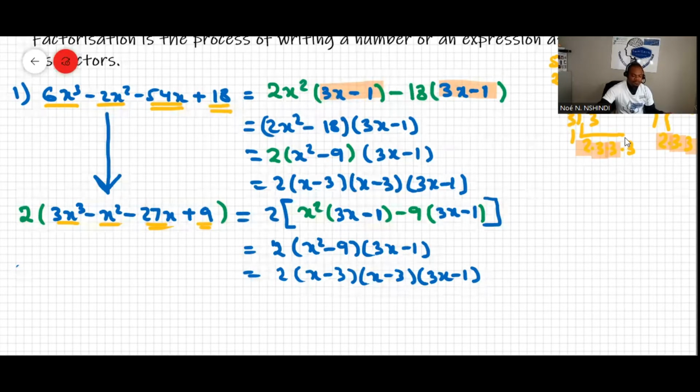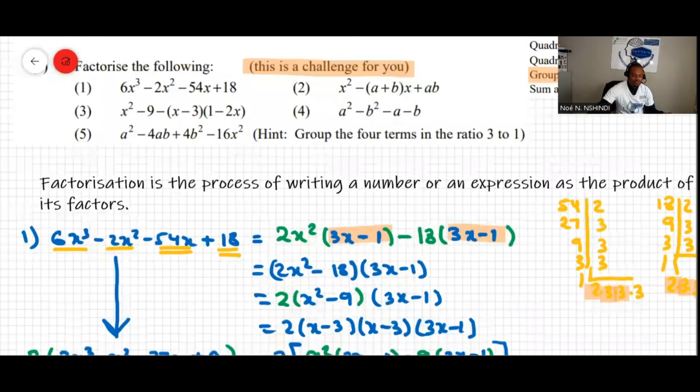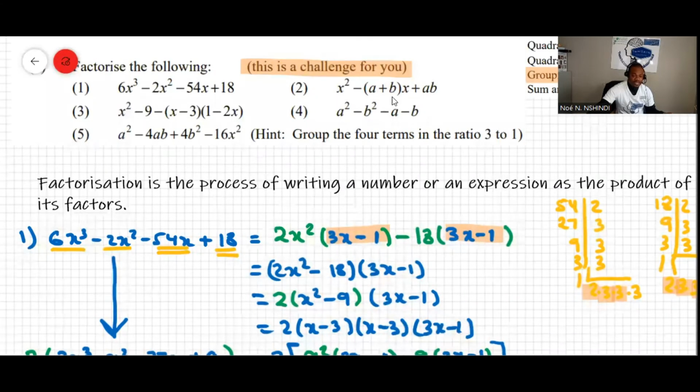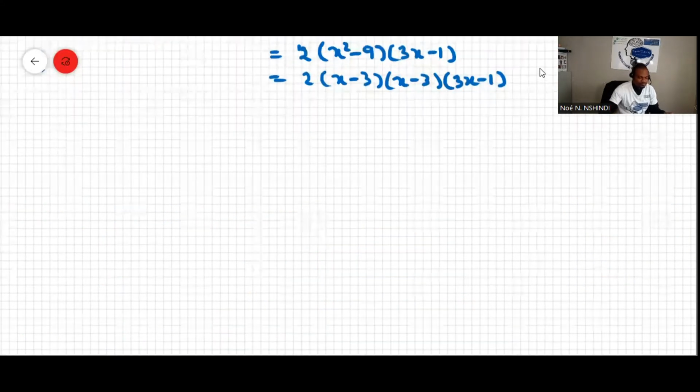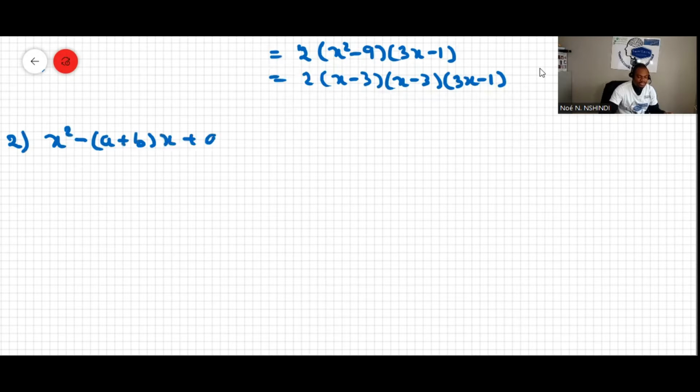Okay, let's move on. The next question is question 2: x squared minus (a plus b)x plus ab. Now I want you to notice that this is basically the formula we're talking about. Remember, I'll give an example here, and I'm going to write in a different color. When we have, for instance, x squared minus 8x plus 15, it's an example.